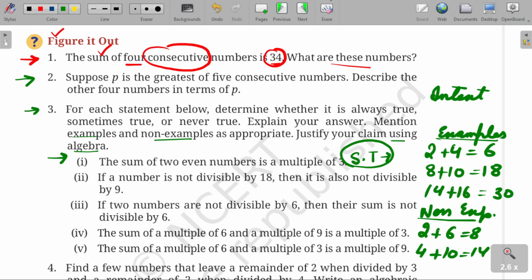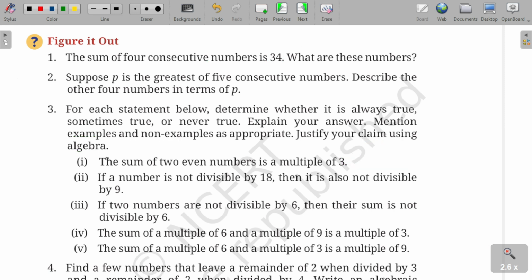So this is the answer of this part. Second statement is, if a number is not divisible by 18, then it is also not divisible by 9. So if a number is not divisible by 18, it is also not divisible by 9. So this statement is sometimes true also. This also is sometimes true. So what are the examples?